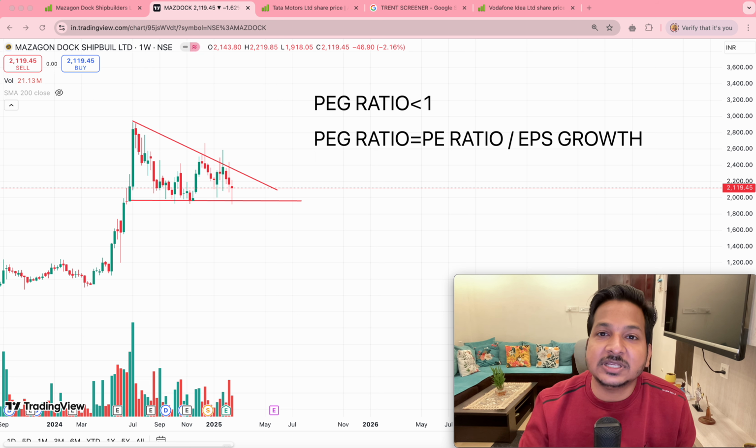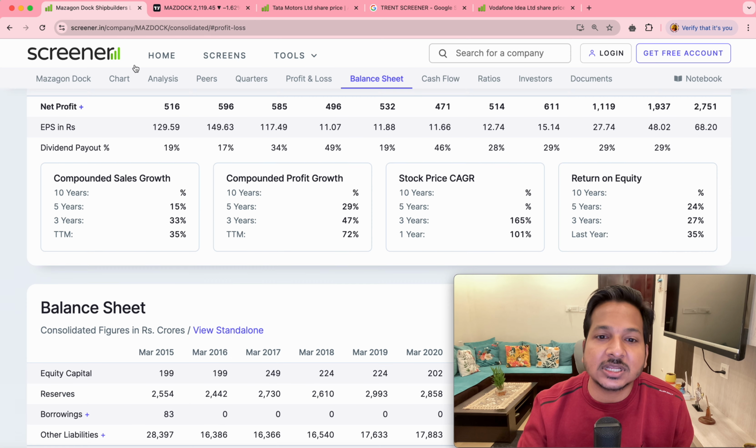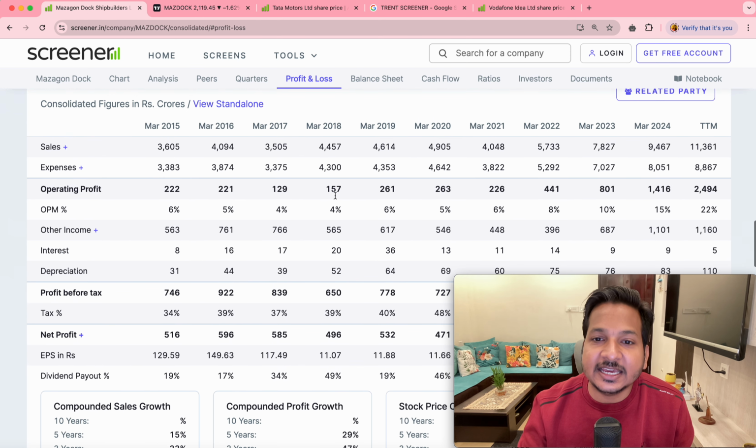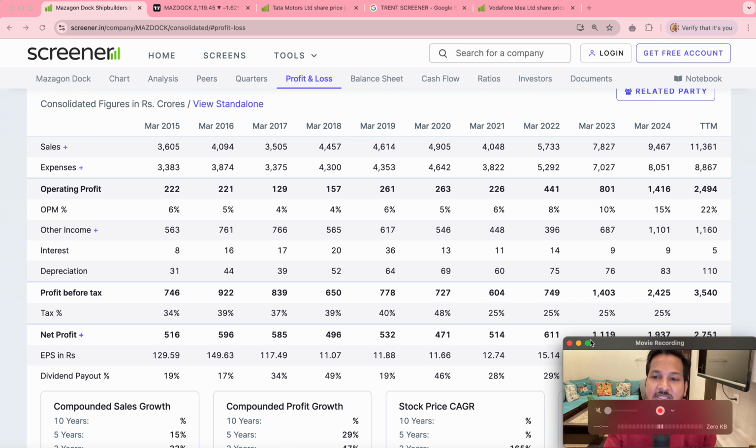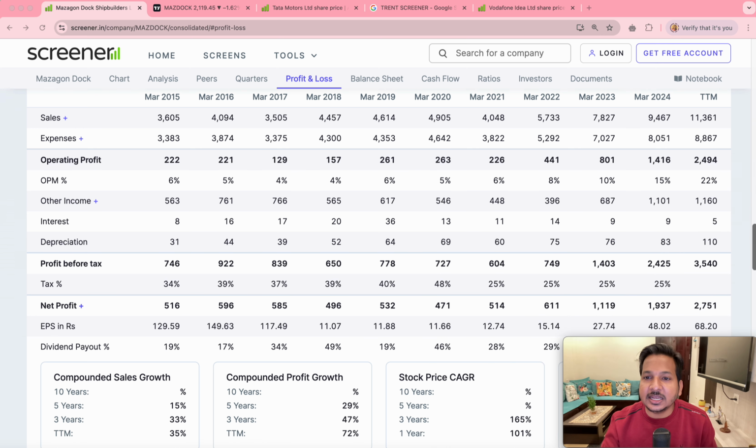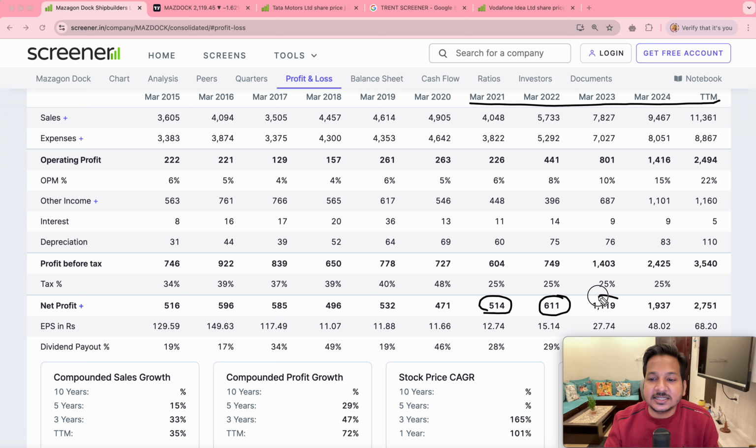Now I will show you some examples where profit growth was decreasing and what happened to that stock. Here in Mazagon Dock Limited, you can see yearly and quarterly profit. These are the yearly numbers: March 21, 22, 23, 24 and TTM, which means trailing 12 months. The profit was 514 crore rupees in 2021. Next year 600 crore, next year 1100 crore, next year 1900 crore, and this year 2700 crore. Profit is increasing. This is the reason the stock has gained a lot.